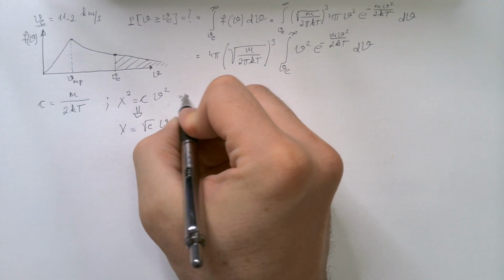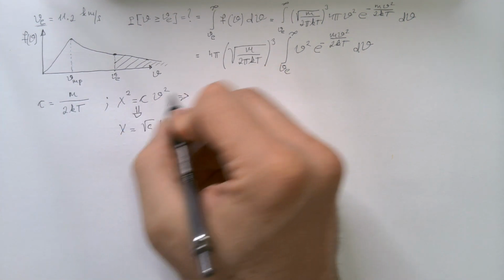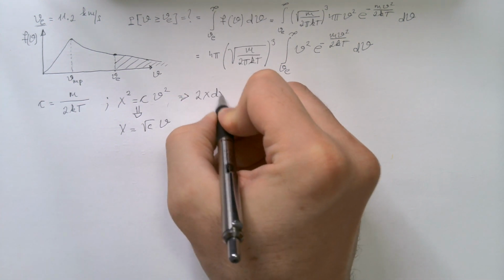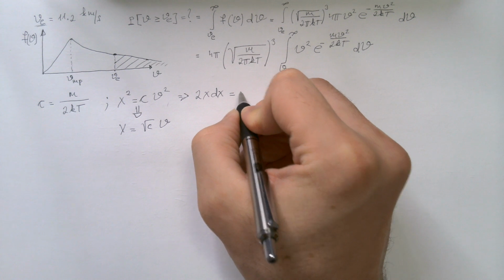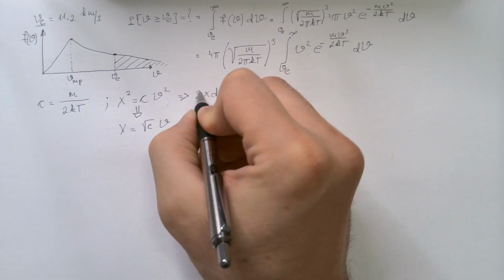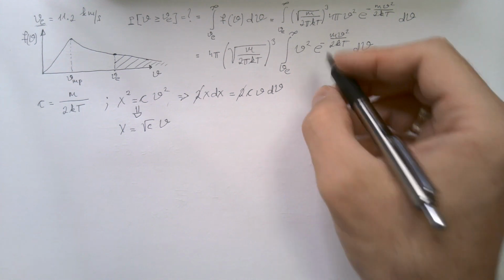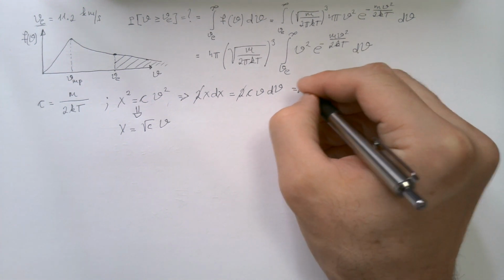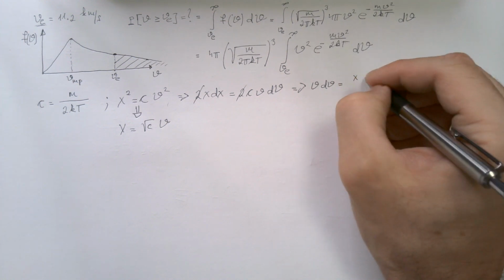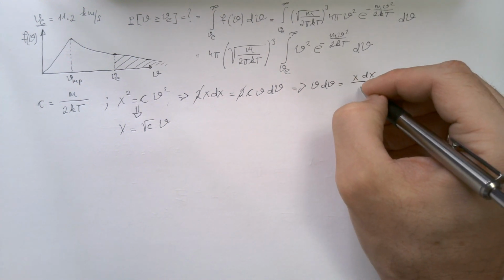Now from here, notice that if I differentiate this, I will get that 2x dx is equal to 2cv dv. 2 and 2 will cancel. And from here I get that v dv is equal to x dx divided by c.